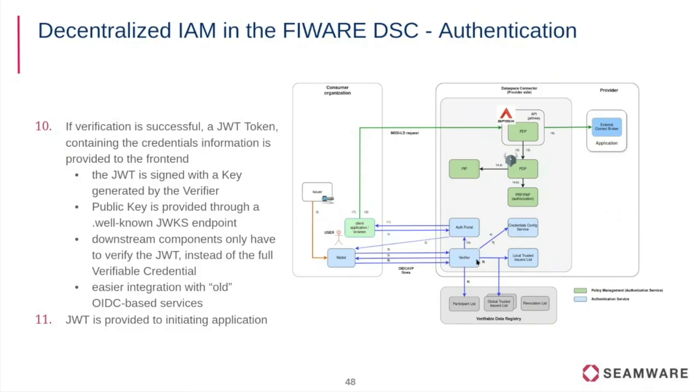So the verifier is now our trust anchor for internal usage of the JWT token. The verifier provides a well-known JWKS endpoint, like it's also done by existing IDP solutions, and the downstream components then only have to trust this. So the JWT is in the end provided to the initiating application, and this application can use it to make requests to the authorization port of the data space connector. At this point, we have solved our authentication. We have a JWT containing the information that we require for our policies and can continue to work.